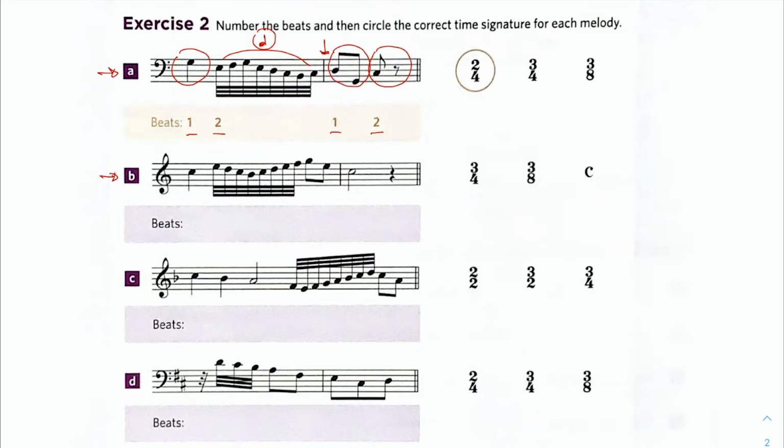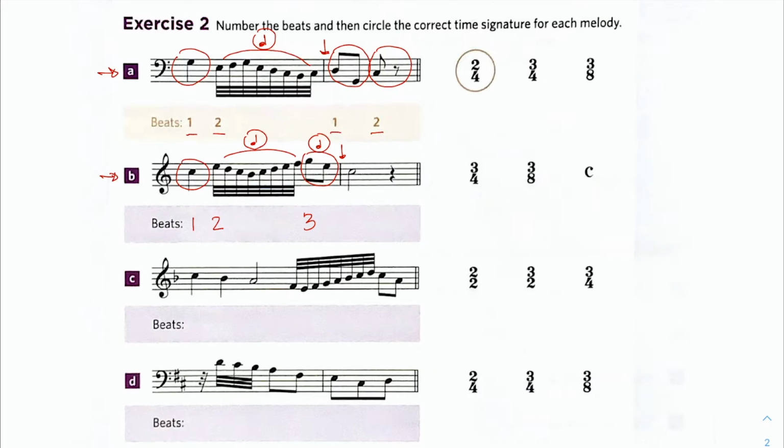Question B, it starts with a crotchet, which is beat 1. The first note is always beat 1. Then there are 8 demi-semi-quaver notes, which is another crotchet beat. Let's just keep looking. Then there are 2 quavers. Quavers make another crotchet. Then bar line. So looks like there are 3 crotchet beats in every bar.